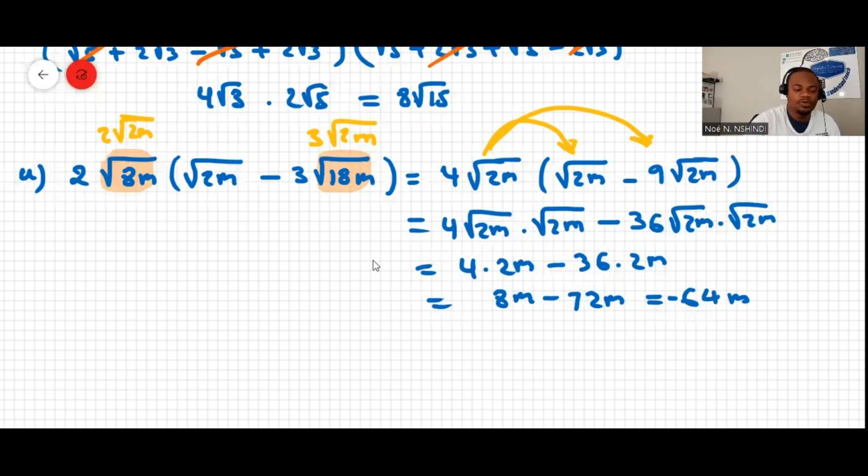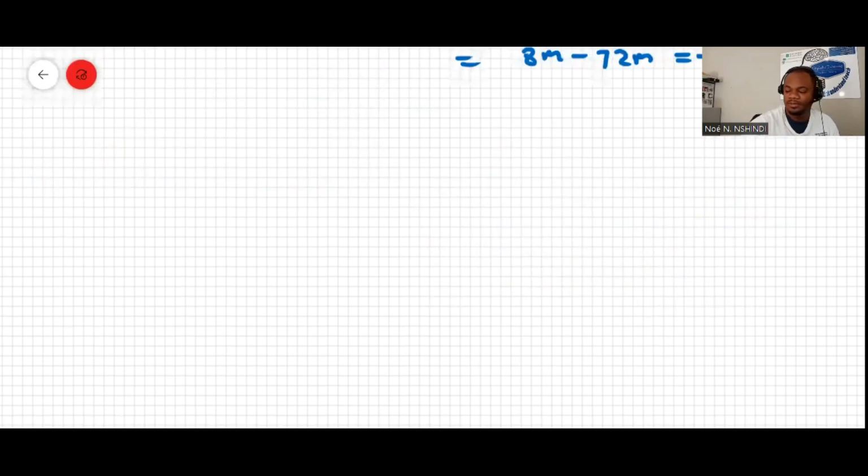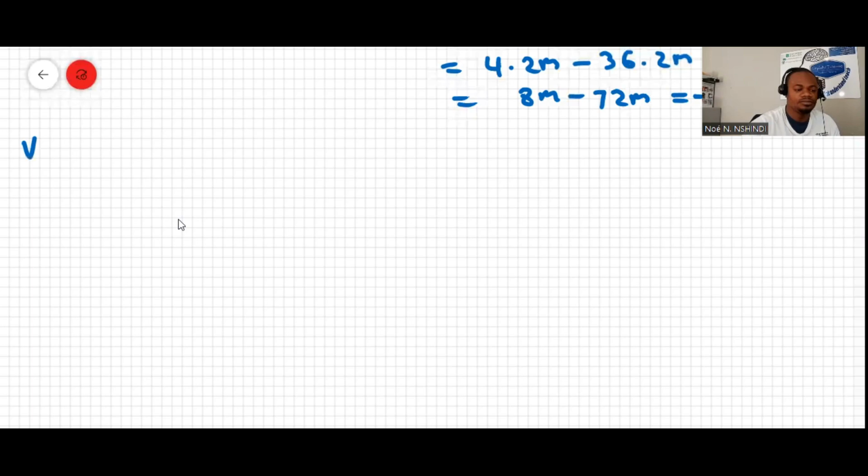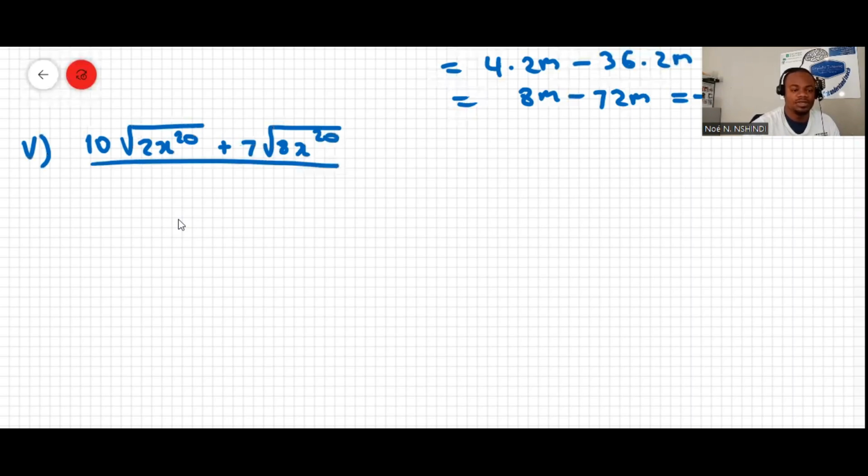We can continue. We can do question V, the last question here. Question V is given by 10 square root of 2x to the 20, plus 7 square root of 8x to the 20 also, all over square root of 18x to the 20. Now, note that we can simplify.